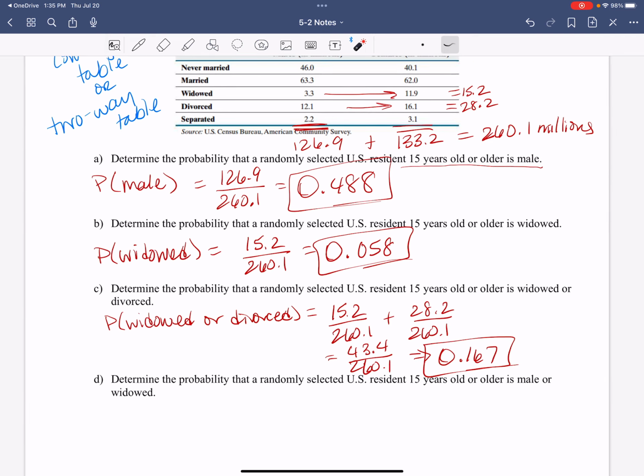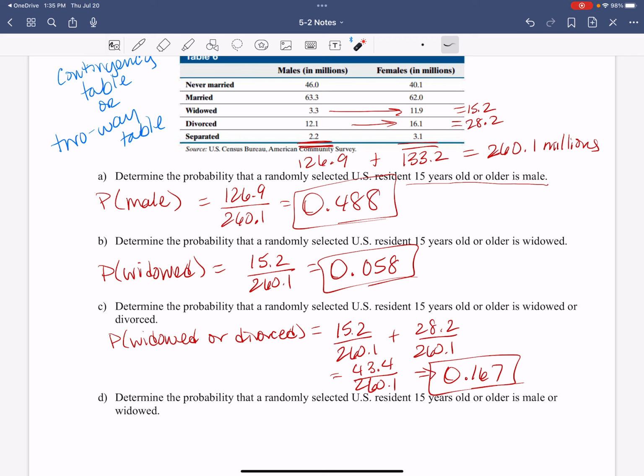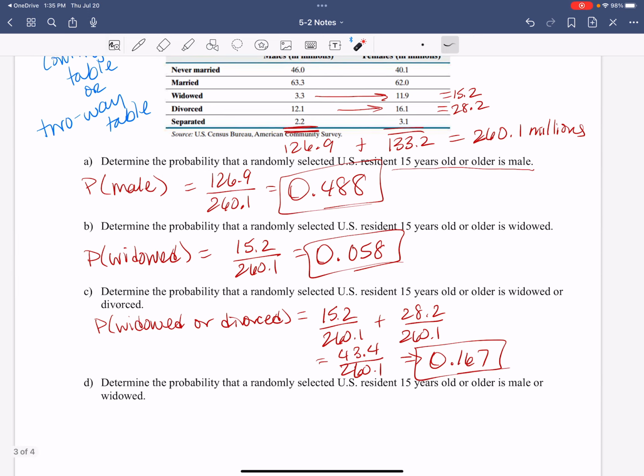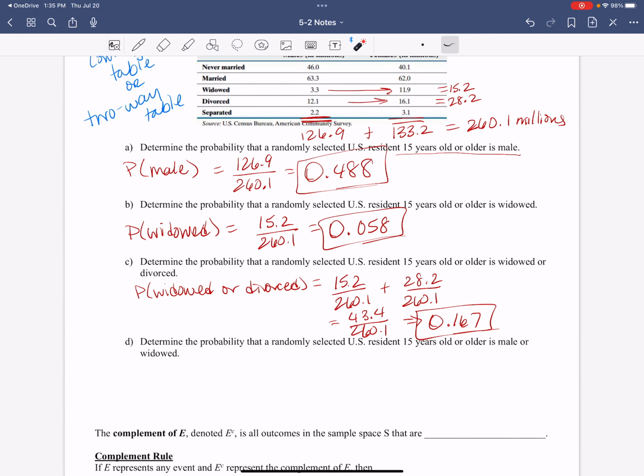Okay, I'm going to scoot this up. I still want to be able to see that. So look at our last one. Determine the probability that a randomly selected resident is male or widowed. Male or widowed. See, we got some overlap going. That's where we use the general rule, right? So if they have something in common, then you have to subtract that. Let me make this to where we can squeeze it in here and get all of our info on there. The probability of male or widowed.